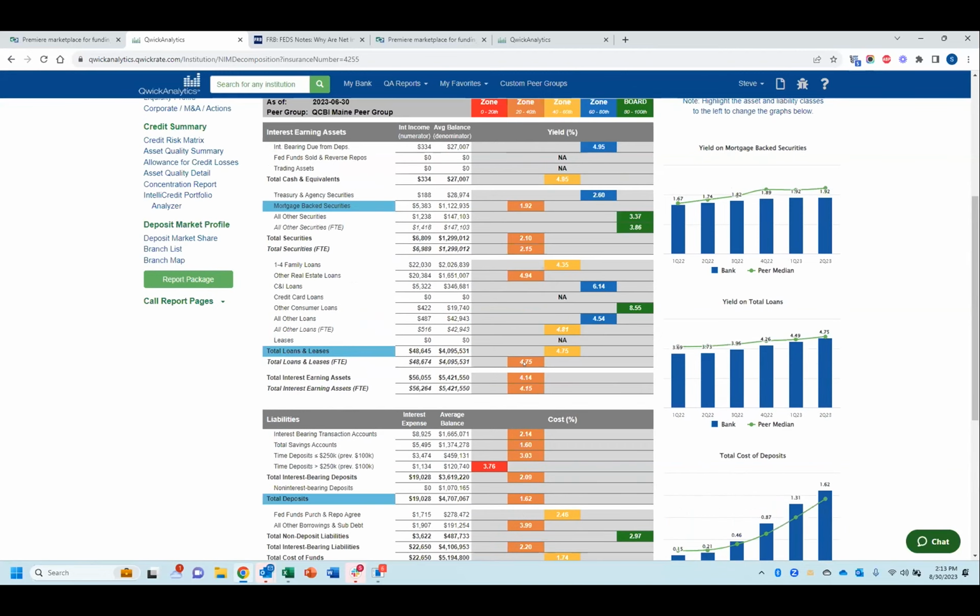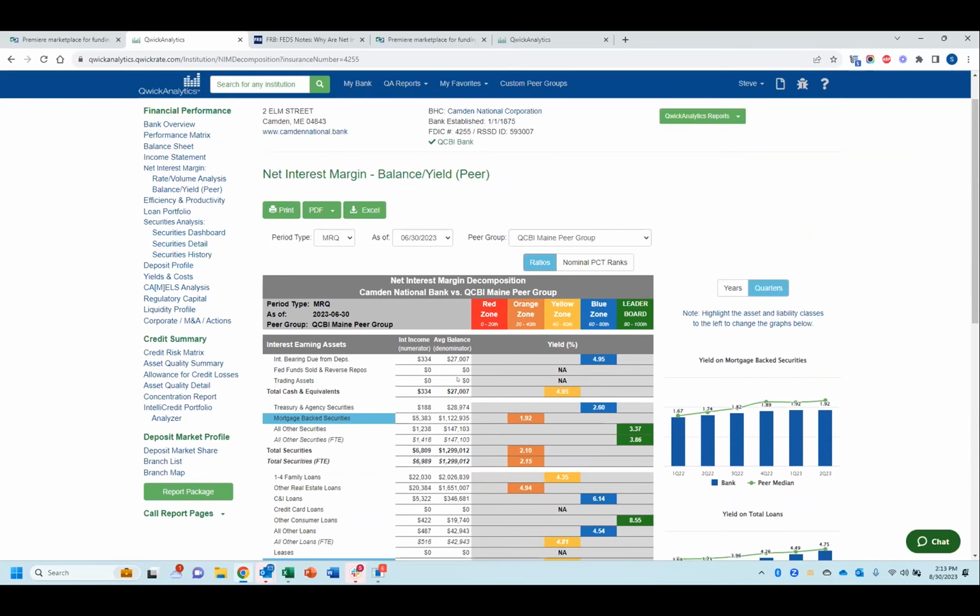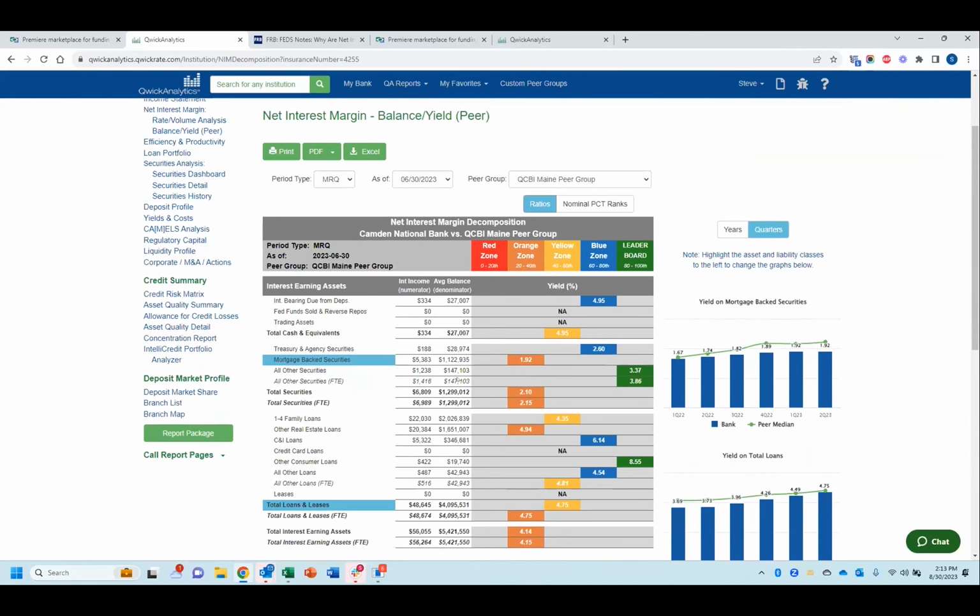So even though this is an SEC 10Q-type analysis, the data is still coming directly from the call report. If I were to compare this margin to go to the income statement and look at the net interest margin for the second quarter, you'll see that they are identical. So it's the same data source, call report data.